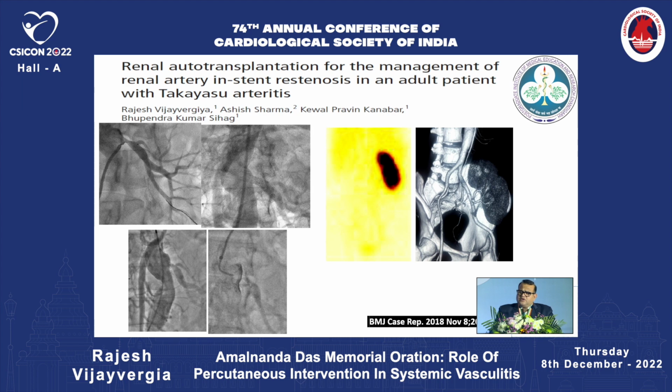We do come across in-stent restenosis in patients with arteritis. This particular lady had stenting of the left renal artery 8 years back, and was found to have in-stent restenosis with resistant hypertension because of a single functioning kidney, for which a renal autotransplantation was done. The left kidney was anastomosed with the left common iliac artery.